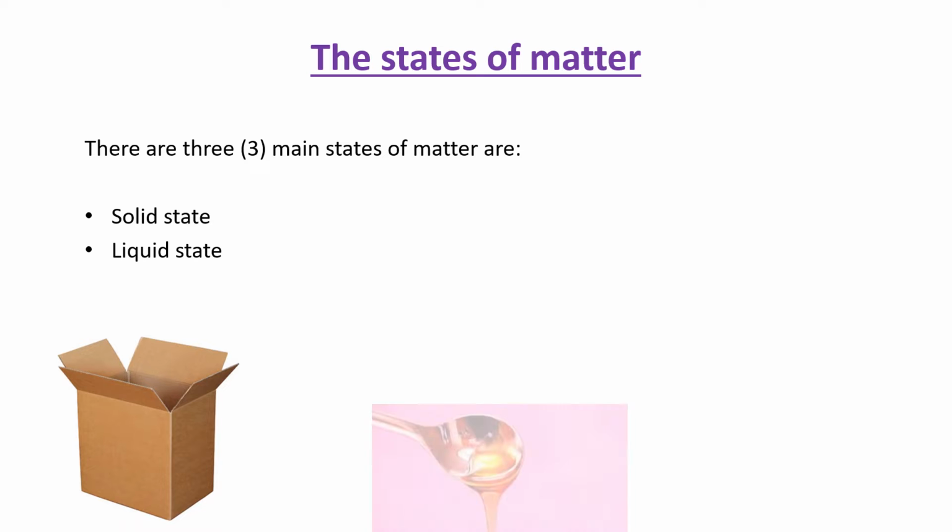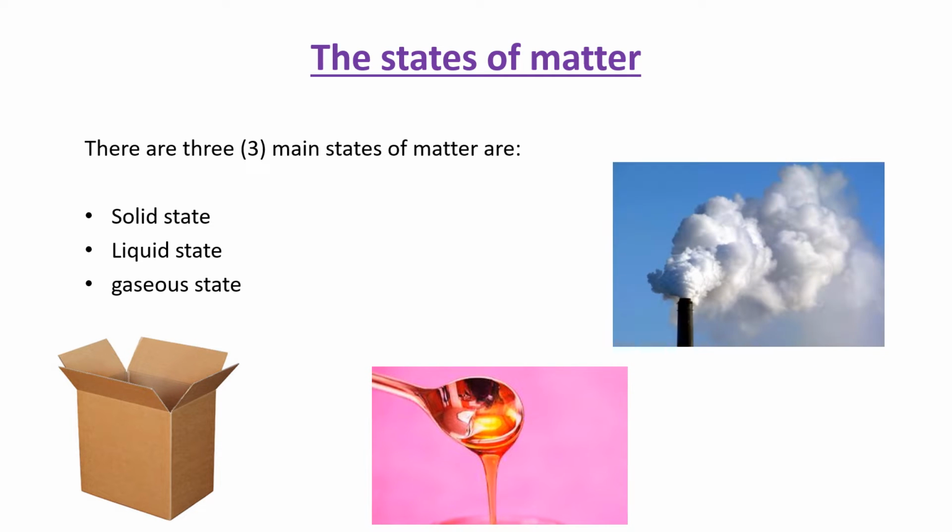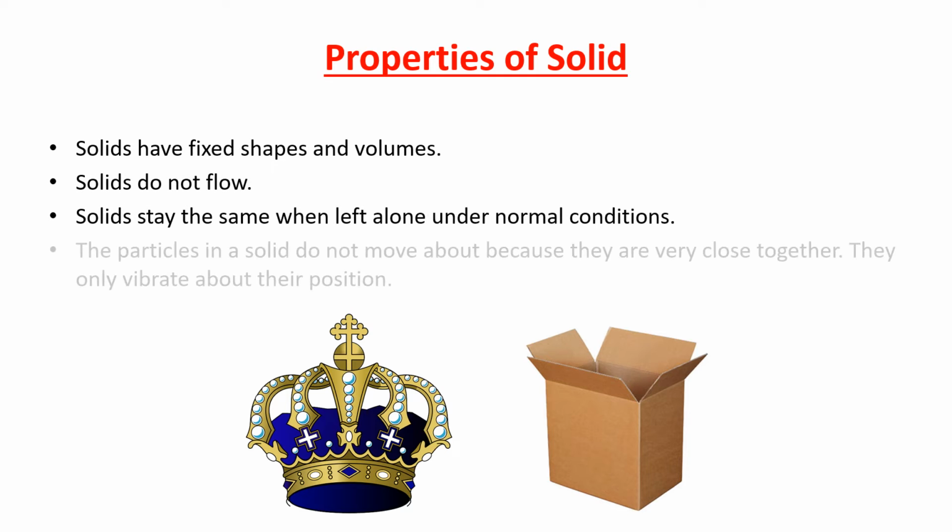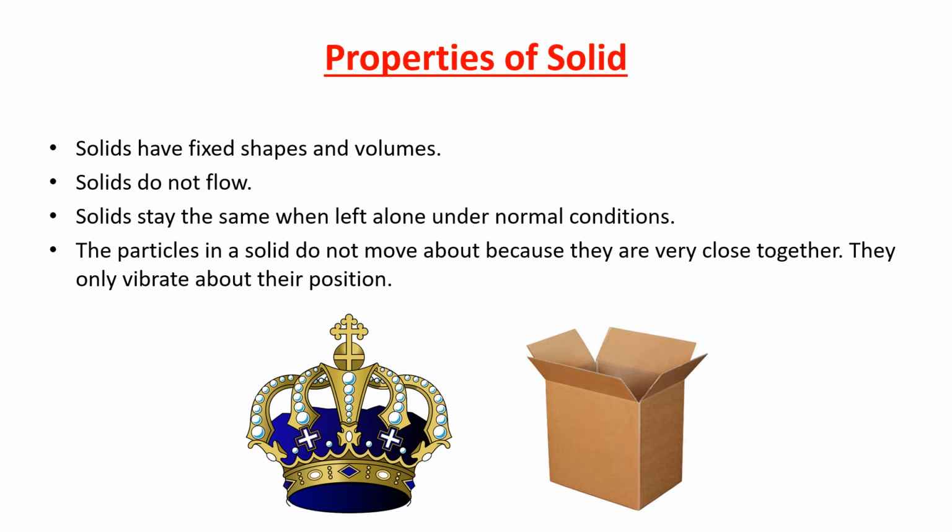States of matter. There are 3 main states of matter. They are solid state, liquid state, gaseous state. Properties of solid. Solids have fixed shapes and volumes. Solids do not flow. Solids stay the same when left alone under normal conditions. The particles in a solid do not move about because they are very close together. They only vibrate about their position.